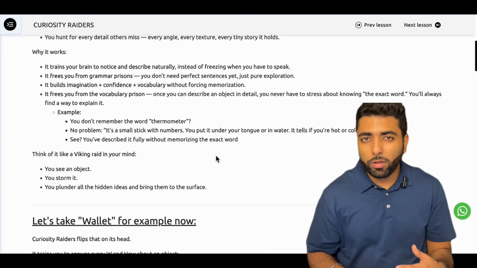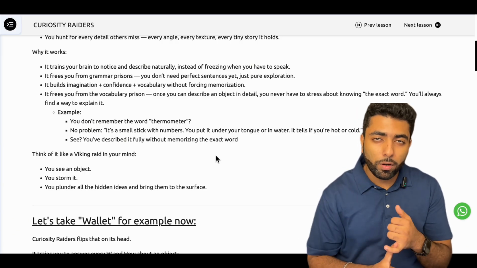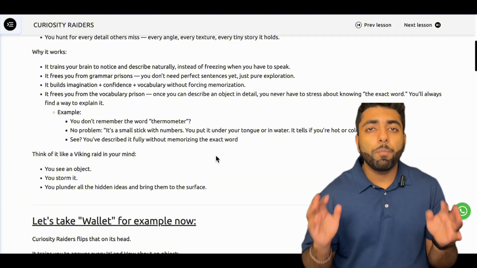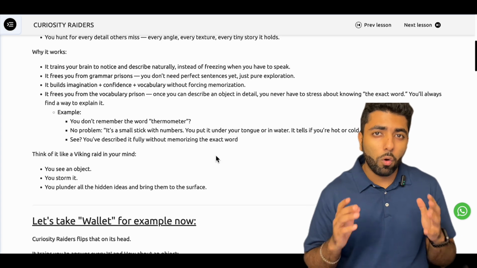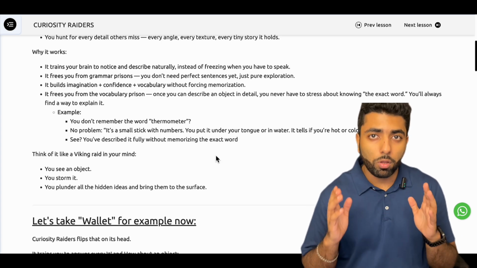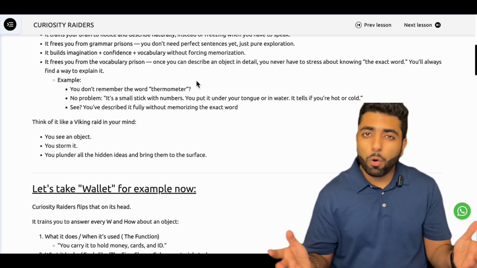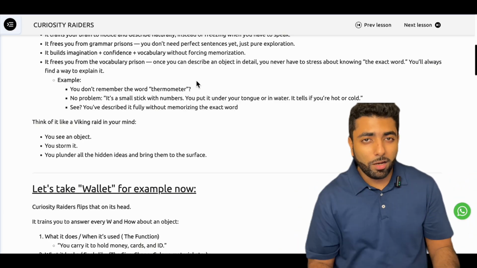So this activity actually helps you build imagination, confidence, and vocabulary without memorization. It is actually like you're putting English to use. And this is what I always talk about. You have to put English to use if you want to get better at English. How does it help you with vocabulary? Let me show you how.